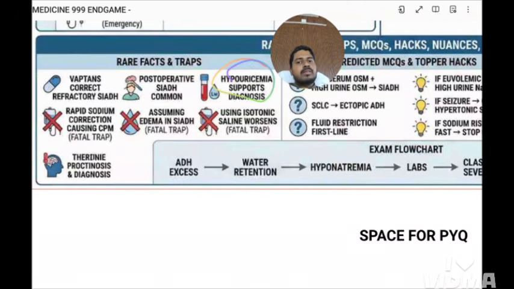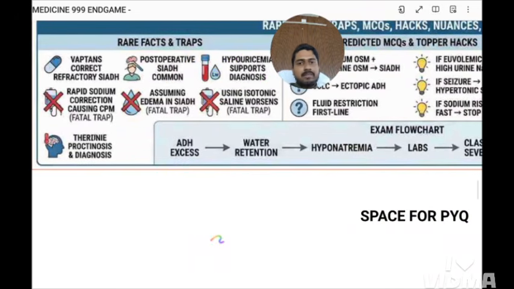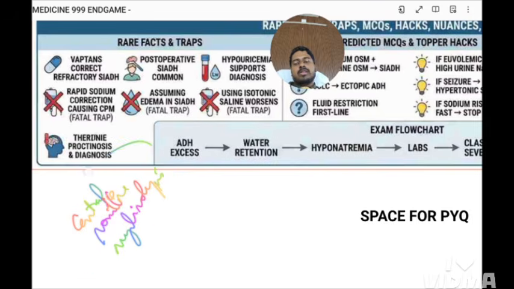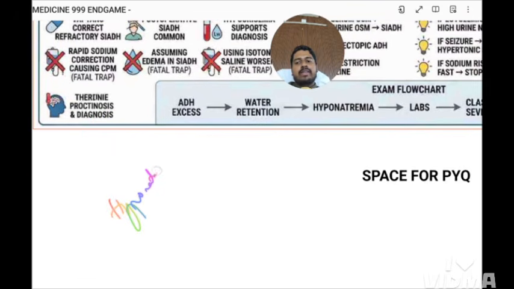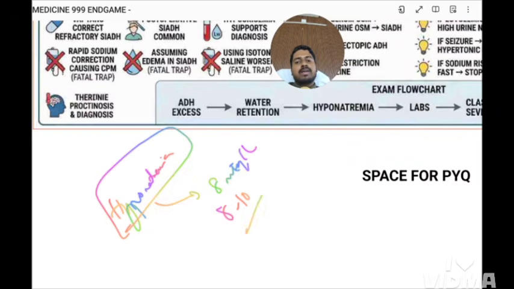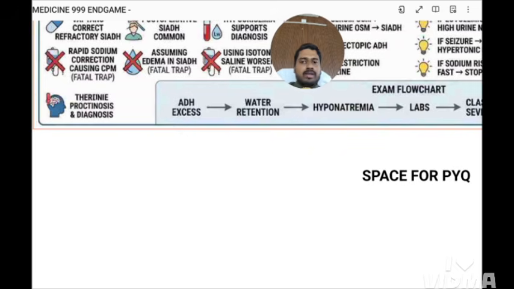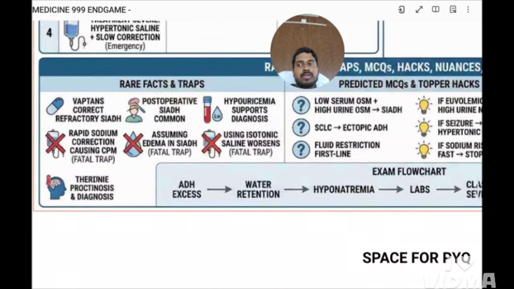Next, hypouricemia supports the diagnosis. I was wrong in one thing where we were saying hyperuricemia; it is hypouricemia, decreased uric acid. Sorry for the mistake. Next, rapid sodium correction can cause CPM. What is CPM? Central pontine myelinolysis. You should be very careful whenever you are doing sodium correction, because here you have hyponatremia, and when you are correcting hyponatremia, you can only increase up to 8 to 10 milliequivalents per liter in 24 hours, not more than that. If you go above 10, it will result in central pontine myelinolysis. I have actually seen a case of CPM because of rapid sodium correction.